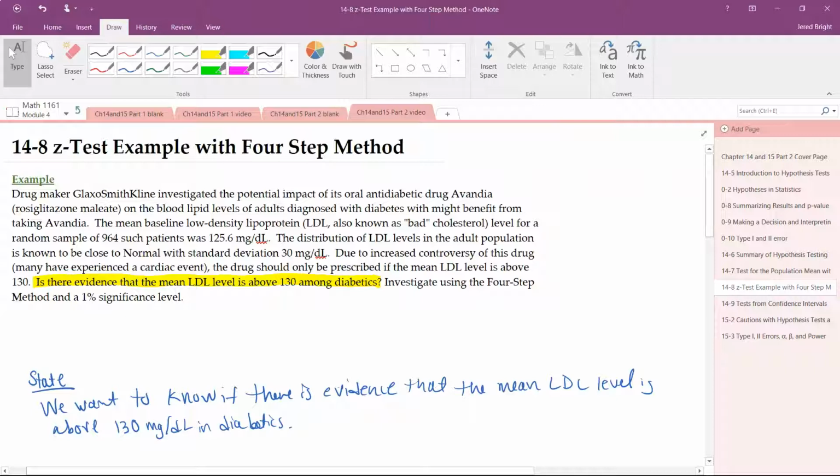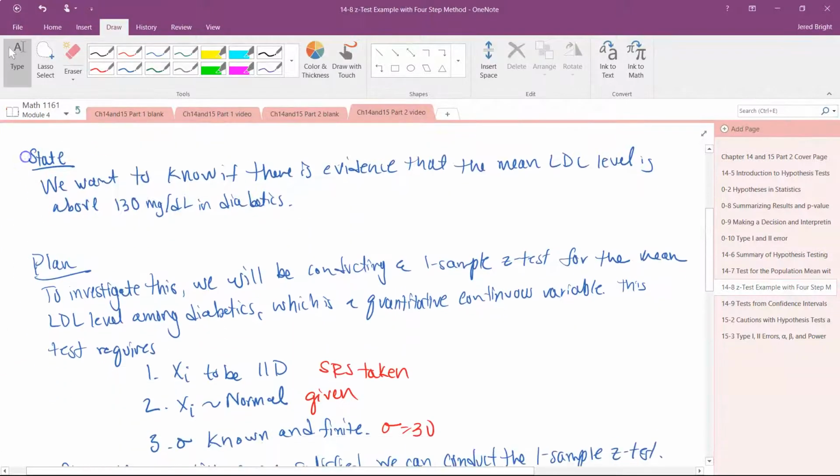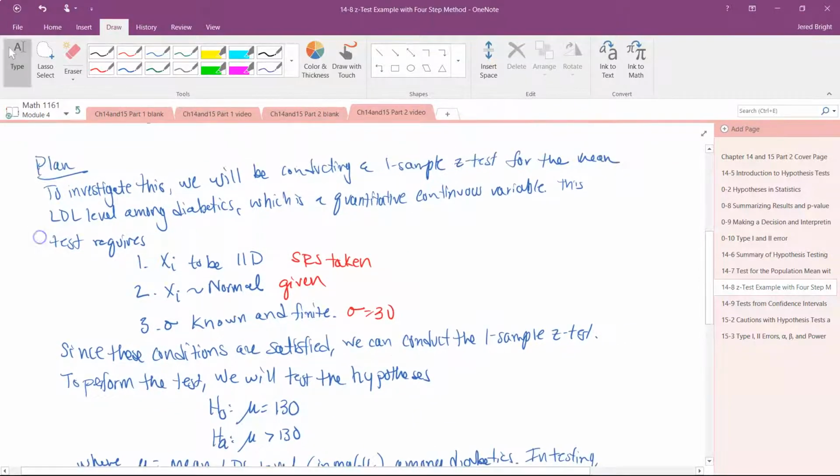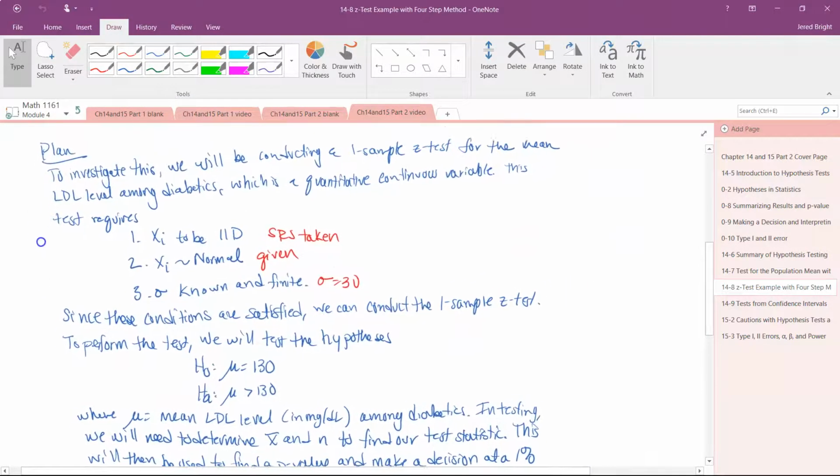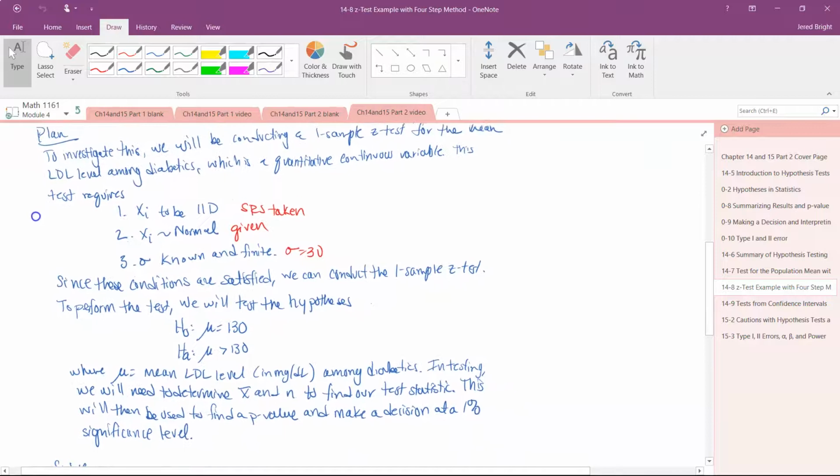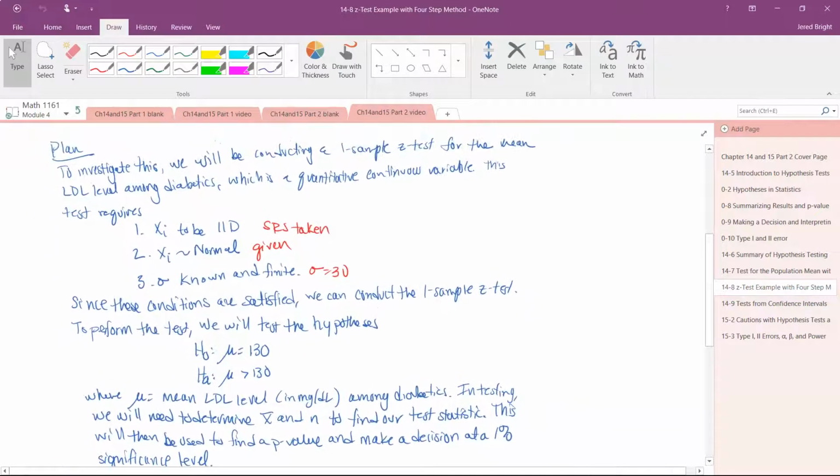Now in the plan step, this is long, so pause the video as you need to. Yep, I can barely get it all on one screen. So in the plan step, this is where I need to state my approach, and I need to state the variable. So the mean LDL level is a quantitative continuous variable.